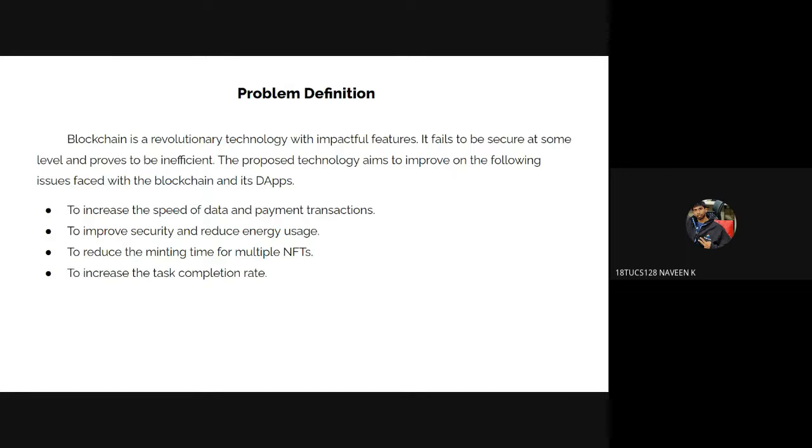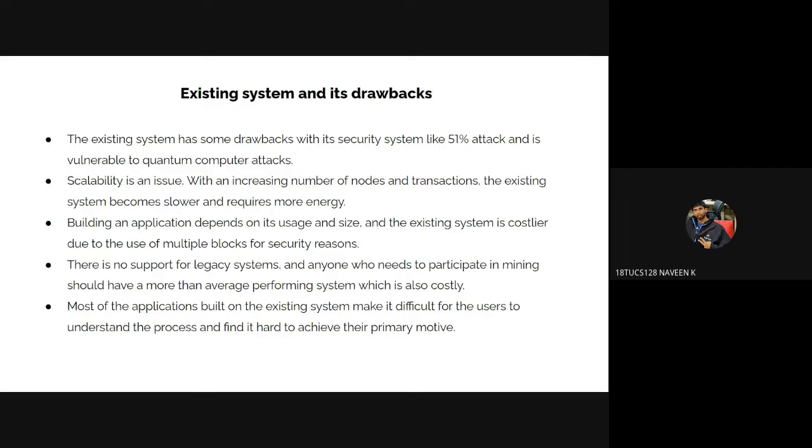The things that we have proposed are to increase the speed of data and payment transactions, which in blockchain takes some amount of time, to improve security and reduce energy usage, and to reduce the minting time for multiple non-fungible tokens, NFTs, to increase the task completion rate. So these four things are what we proposed in the new technology. Now the existing system and its drawbacks.